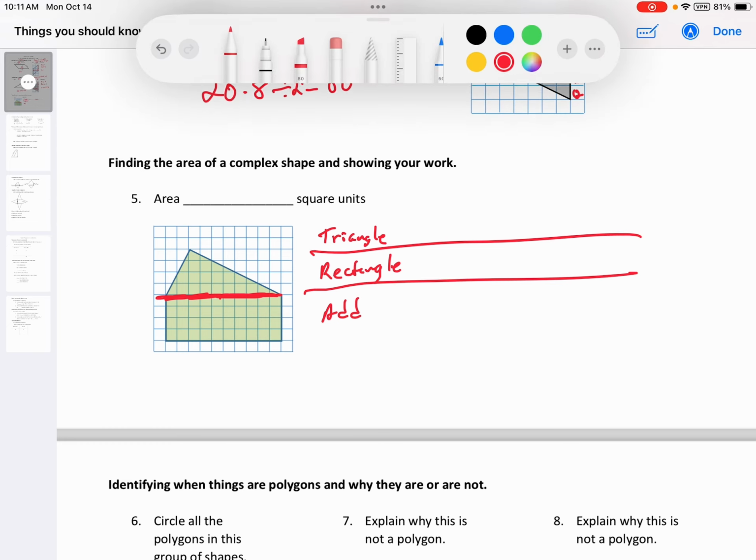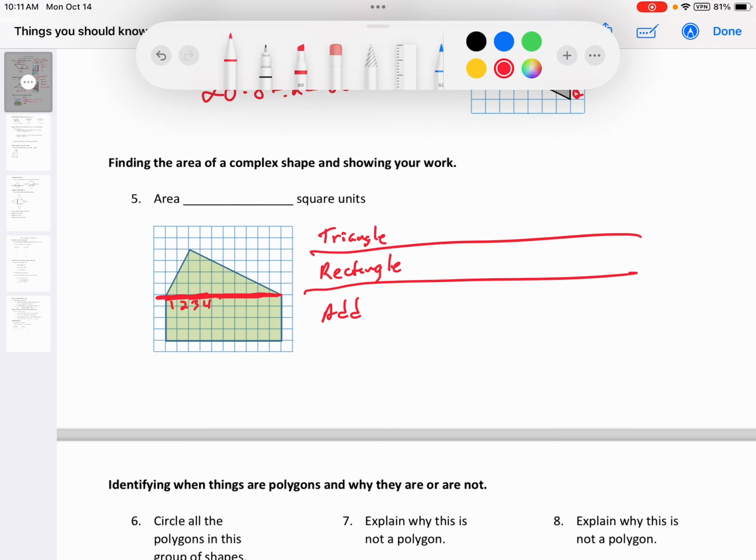Triangle, we need the base. Well, it's 1, 2, 3, 4, 5, 6, 7, 8, 9, 10, so the base is 10. And then we need the height. We'll go up to the point. 1, 2, 3, 4 is the height. So for the triangle, I will do 10 times 4, but divided by 2 because it's a triangle. 10 times 4 is 40, divided by 2 is 20, and the triangle's area is 20 square units.